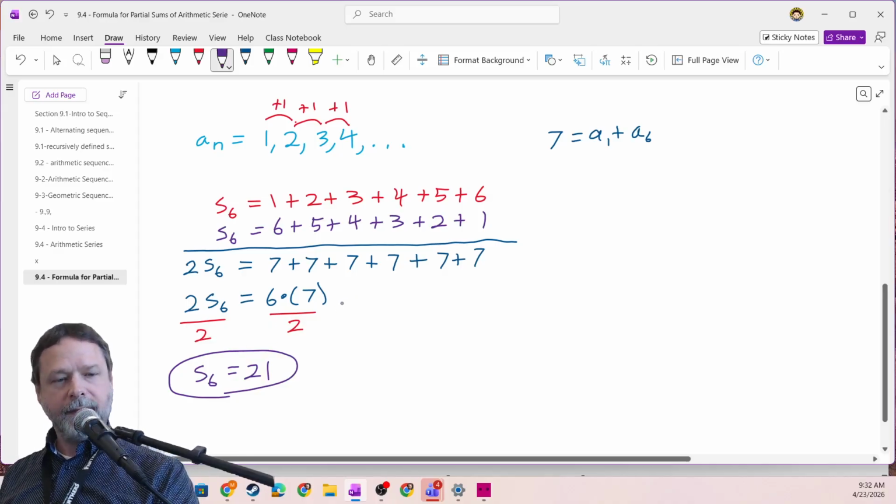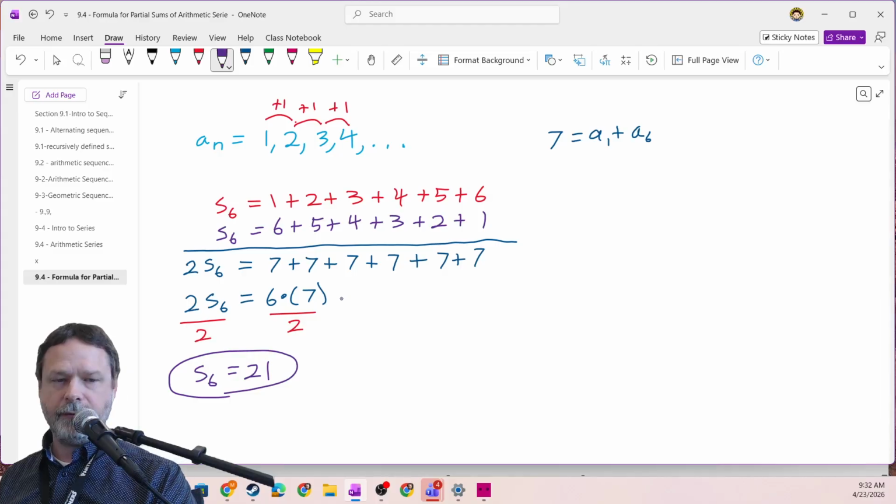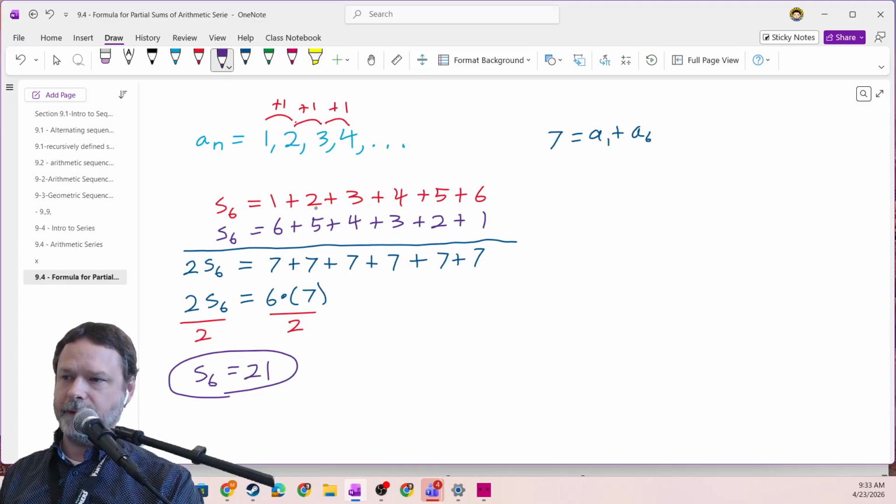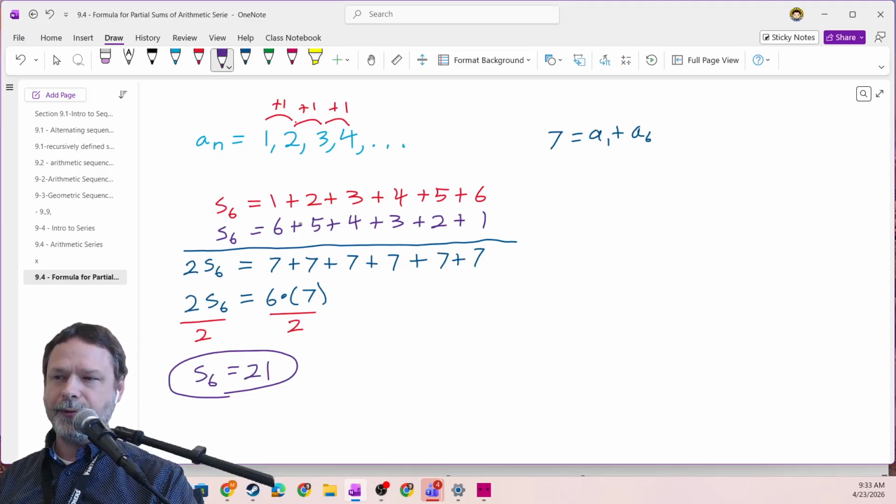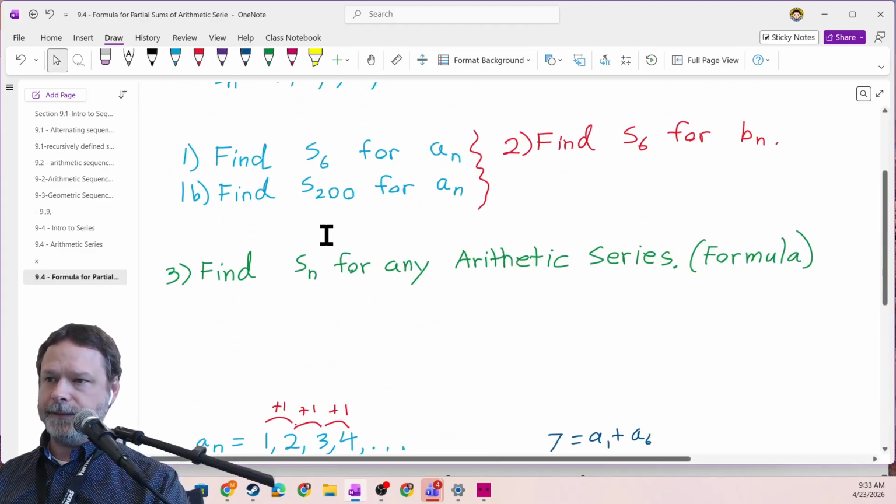Now, does that work with everything? If I switch the order of any arithmetic sequence and then start adding the terms up like that, will it always add up to the same as the first and the last term? That'd be really cool if that's the way it works. So let's try it again. And you can verify 6 plus 5 plus 4 plus 3 plus 2 plus 1 is 21 pretty easily. I'll let you go ahead and do that. Let's go ahead and try the next one.